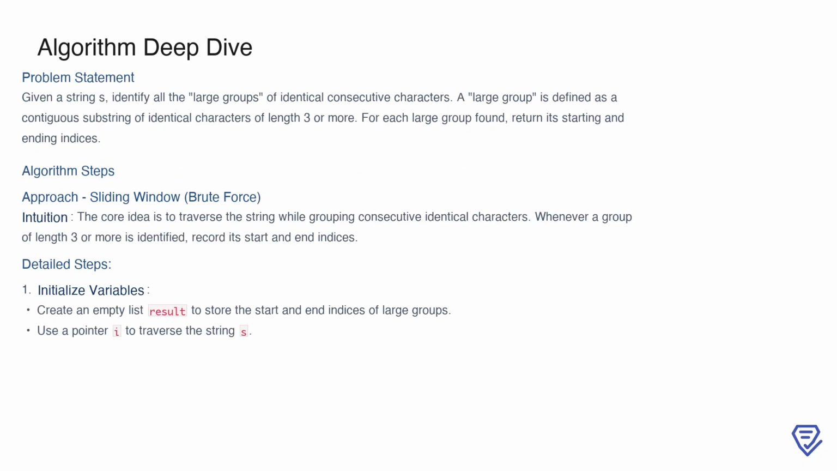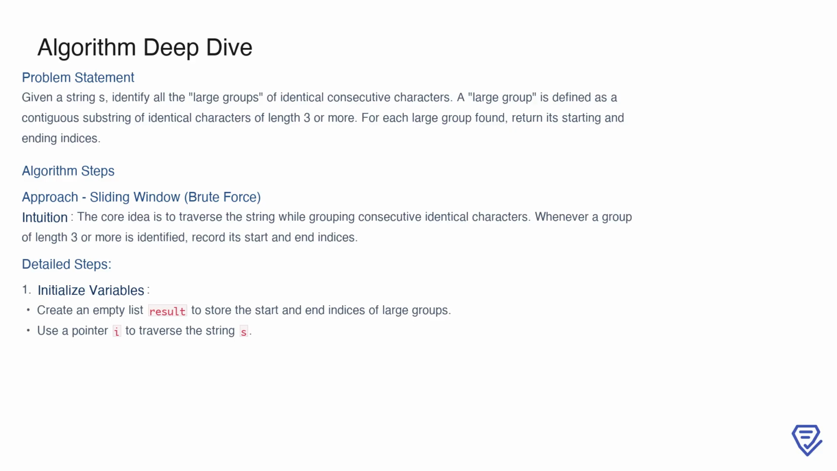To start, the problem asks us to identify all large groups in a given string. A large group is defined as any contiguous substring of identical characters with a length of 3 or more. For each of these groups, we need to return the starting and ending indices. Now, the approach we'll use is based on the sliding window technique, which is both intuitive and efficient. The idea is to traverse the string while grouping consecutive identical characters, and whenever the length of a group reaches 3 or more, we record its indices.